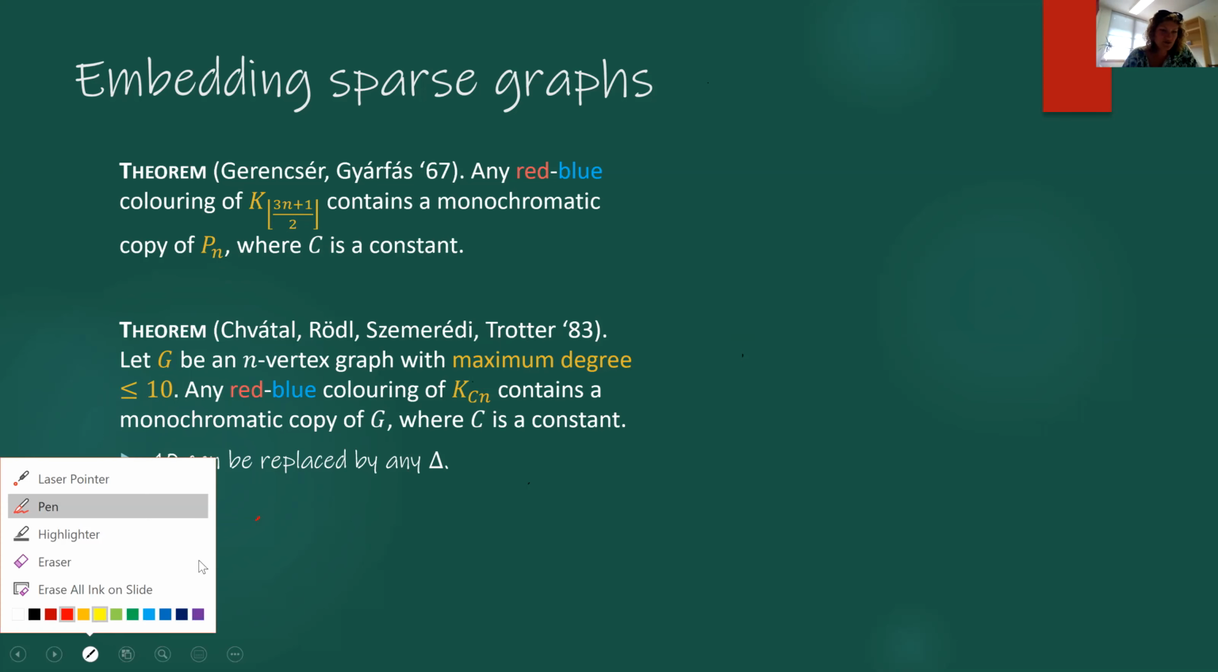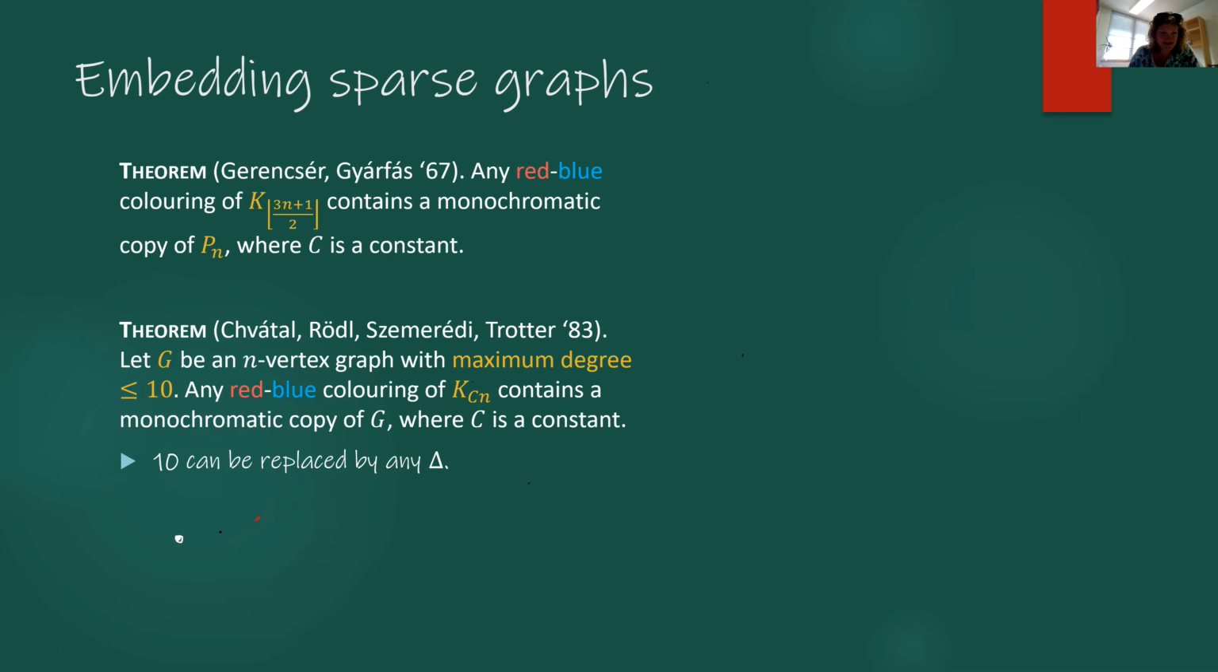On the previous slide, we were looking for a clique of size n, and we needed this huge exponentially sized clique of size 4 to the n to embed that. Now, in this Gerencser-Gerfas theorem, we're looking for a path, and it suffices to take a clique of linear size, by which I mean linear in n.